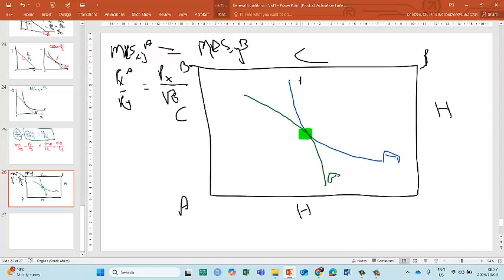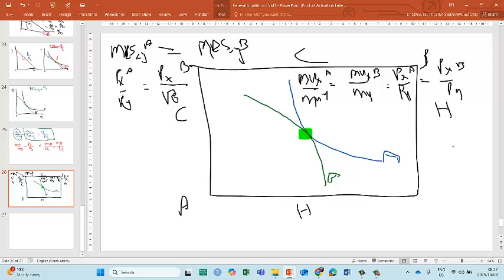So therefore, at this point, the marginal utility of x over the marginal utility of y for person A is equal to the marginal utility of x over the marginal utility of y for B, is equal to the price of x over the price of y for A, is equal to the price of x over the price of y for B. So you can see there's a whole lot of things that's happening at that specific point, that general equilibrium point. All these things are true.